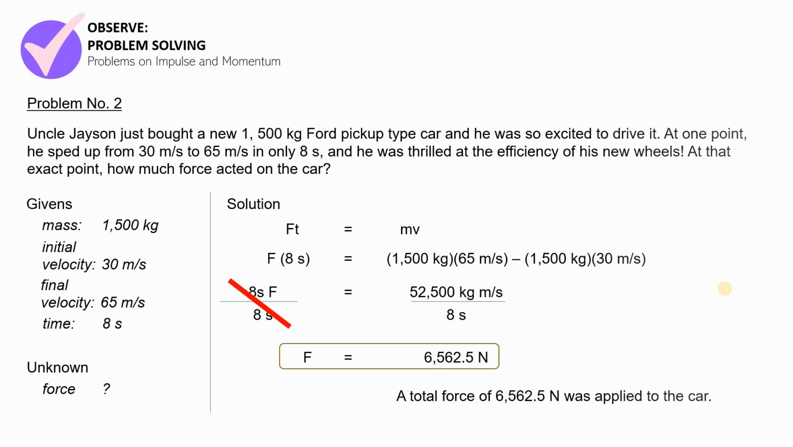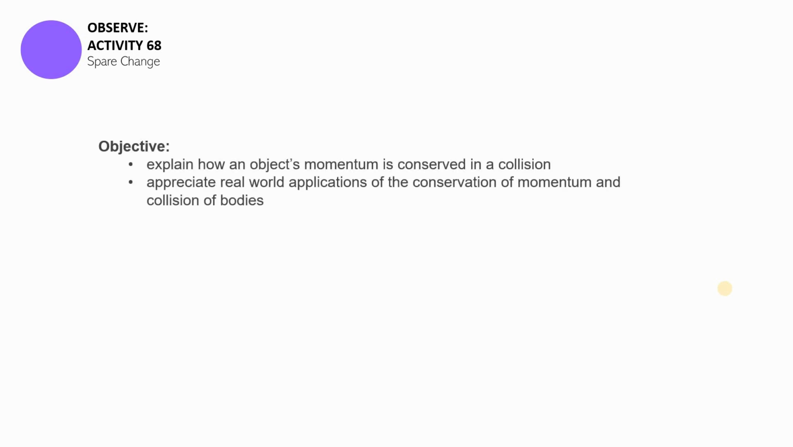In this series. So, the next part is an activity number 68. It's called spare change. These are our objectives. So, first, you have to be capable of explaining how an object's momentum is conserved in a collision, and then appreciate the real-world applications of the conservation of momentum and the collision of bodies.